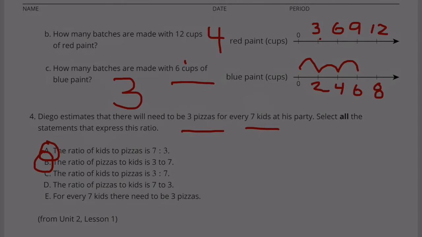C. The ratio of kids to pizzas is 3 to 7. No, that's incorrect. The number of kids is not 3, and the number of pizzas is not 7. D. The ratio of pizzas to kids is 7 to 3. No, that's not true. There are not 7 pizzas, and there are not 3 kids. E. For every 7 kids, there need to be 3 pizzas. Yes, that's true. For every 7 kids, there will be 3 pizzas.